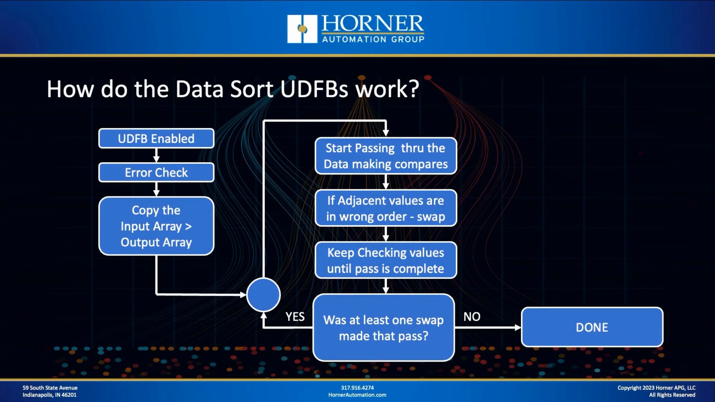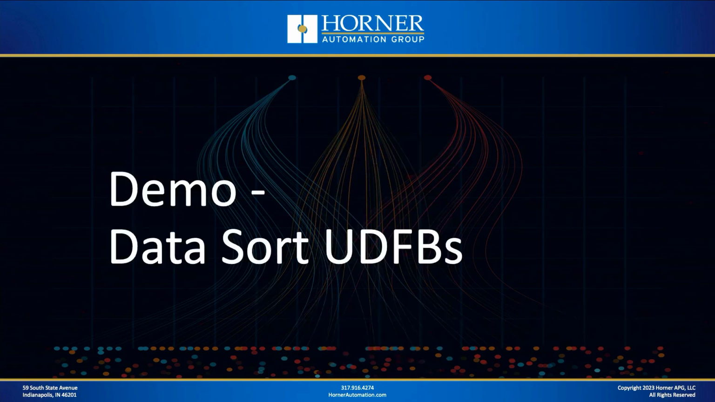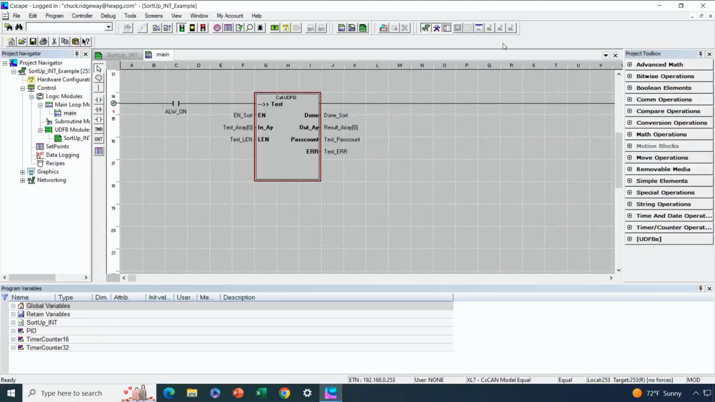And then we just keep moving on through the array until we get to the end. And if we get to the end and we had to do at least one swap, we do another pass. We keep making passes until we don't have to do any swapping through one complete pass. And then we're done. So that's effectively the diagram of what's happening inside of the logic. And now let's fire up Cscape and take a look at this in action.